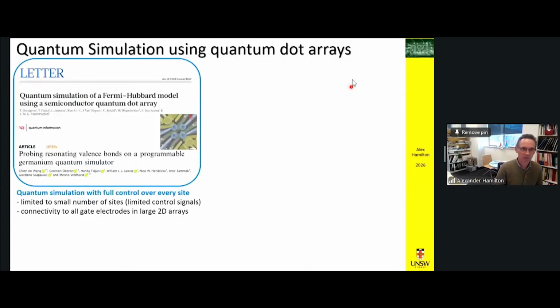So those are the two approaches, and you can, of course, mirror those two approaches in how you do your quantum simulation. One approach is to take an array of quantum dots, control the number of electrons in each quantum dot and the coupling between them. This works very well, but it's limited to a small number of sites, because for each quantum dot you need at least 2 control signals, maybe 3. You need connectivity to all the gate electrodes, so it gets very difficult to make more than a small number of quantum dots, although there are significant advances in the last few months in this area.